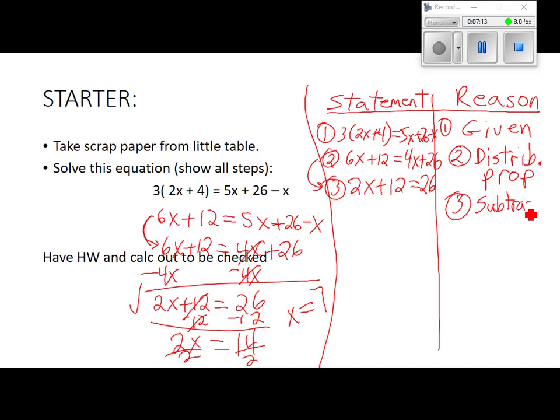Subtraction property of equality. That's an equal sign, not a z. Subtraction property of equality. How come it's not just called subtraction property? What's subtraction property tell you to do? Just subtract. Subtraction property of equality tells you you do it to both sides of the equation. That's where the "of equality" comes in.